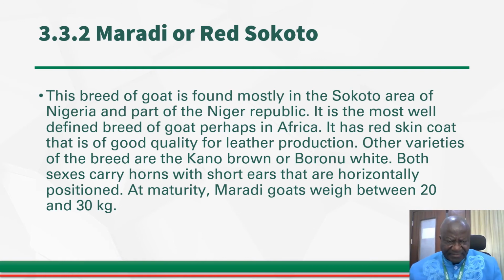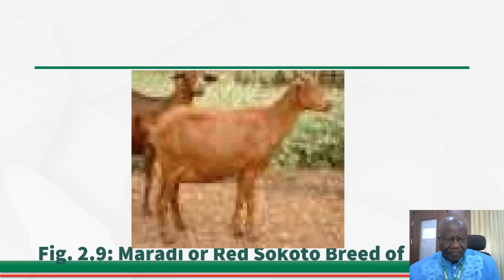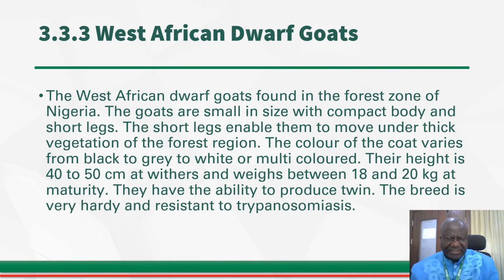Other varieties of the breed are the Kano Brown or Borno White. Both sexes carry horns with short ears that are horizontally positioned. At maturity, Maradi goats weigh between 20 and 30 kg. A typical picture of Maradi or Red Sokoto breed of goats. The West African dwarf goats.